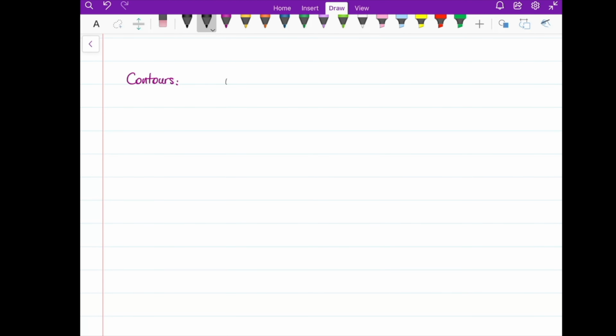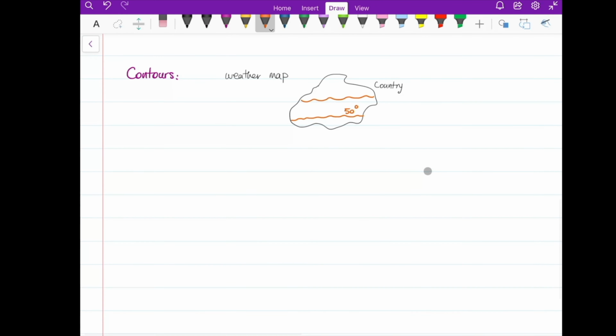So have you ever seen the weather map? The weather map is something like this. For example, you have a region, like a country, and then you have some curves or some lines with some numbers on them, something like this. For example, they say that all the places that are on these lines have 50 degrees temperature, or 40 degrees temperature for everything that lies in here.